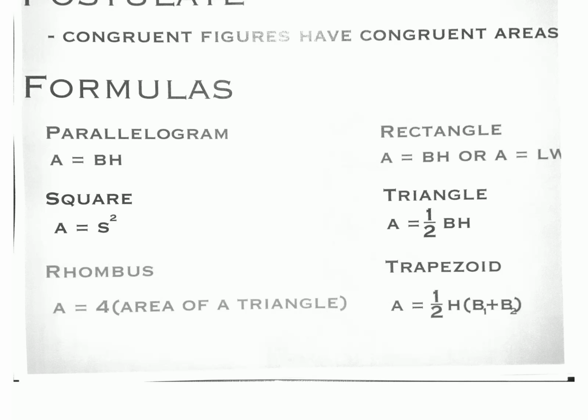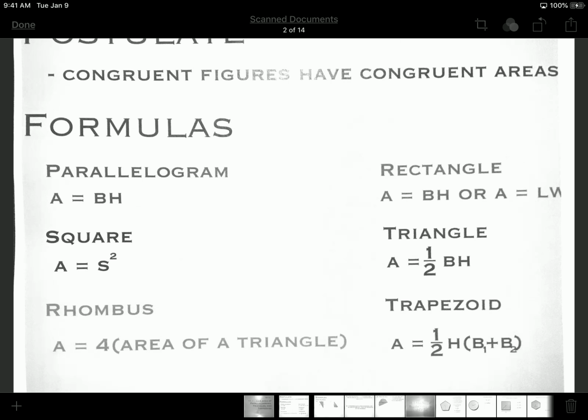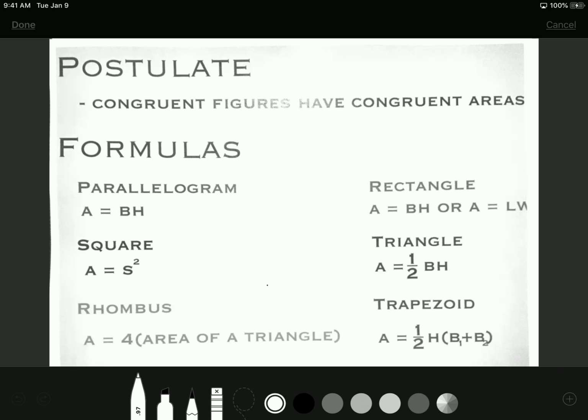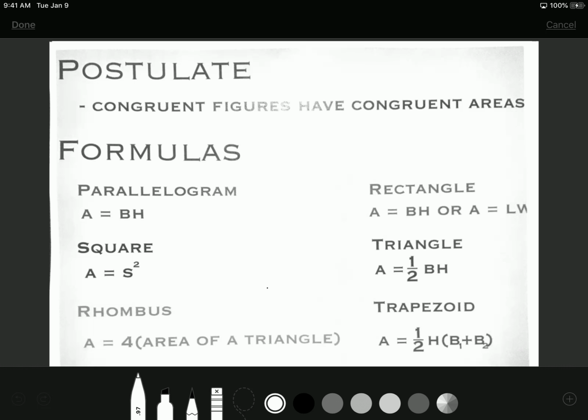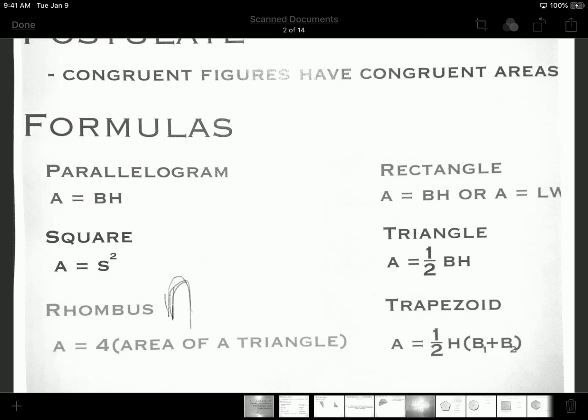For the rhombus, here you see that area equals 4 times the area of a triangle. And there's another one that we can actually use. Area equals 1/2 d1 times d2. So the two diagonal measurements of a rhombus are what we can also use. Okay, so let's take a look at some problems.